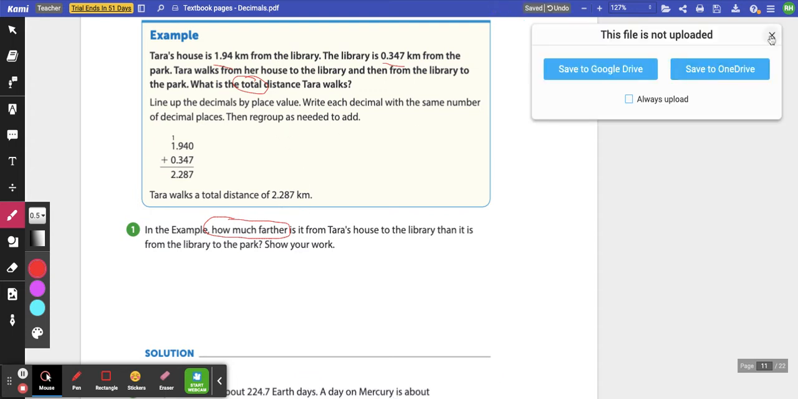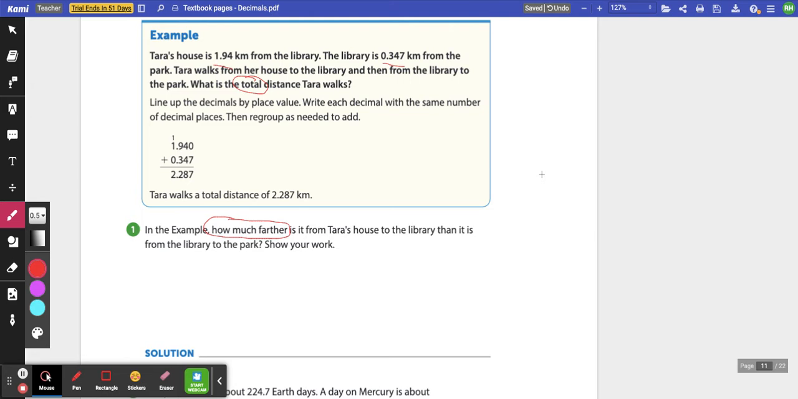So I need to decide which of my decimal numbers is the largest number, not the longest, the largest value, and place it on top and subtract. I'm going to line up my decimals, which means I have to fill in any placeholders with a 0. Now we can subtract. I cannot take 7 away from 0, so I'm going to have to regroup. 10 minus 7.